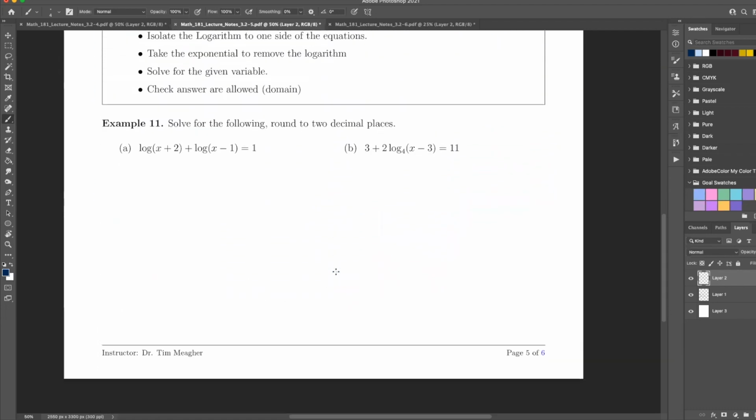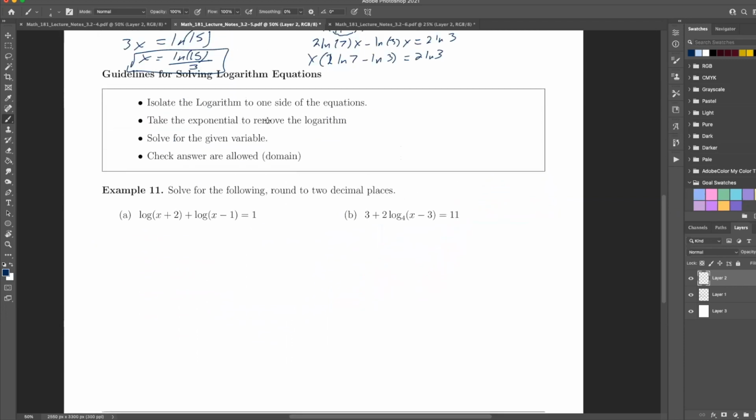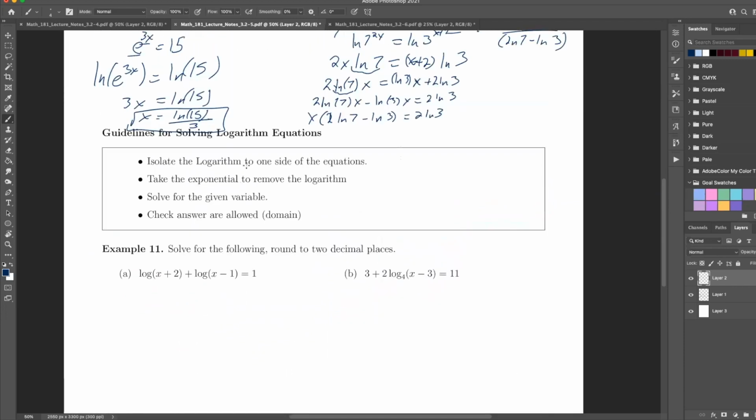All right, so let's do the next one. Let's solve the following. To solve logarithmic equations, you're going to solve with the log on one side or the other. Then you can exponentiate, which is another valid operation. And then you just solve for the given variable.